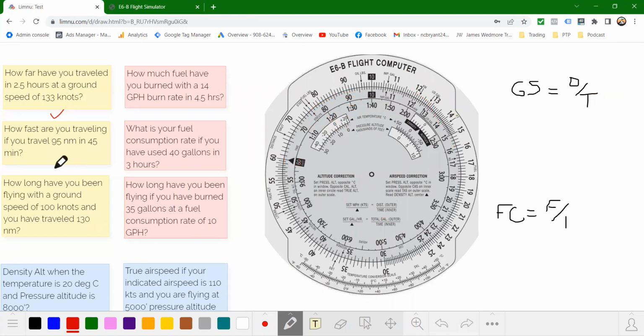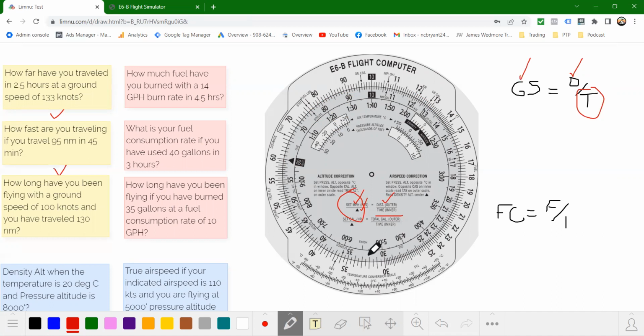And now the last one here is, how long have you been flying with a ground speed of 100 knots and you've traveled 130 nautical miles? So here we have a ground speed and we have a distance, and now we need a time. So again, we have the ground speed, and we know that where this triangle is at all times, and we have a distance. Now we just need a time. So we have these 2 over here. So that means we can match the triangle with our ground speed, and then we just read off time underneath distance. All right, so let's do that.